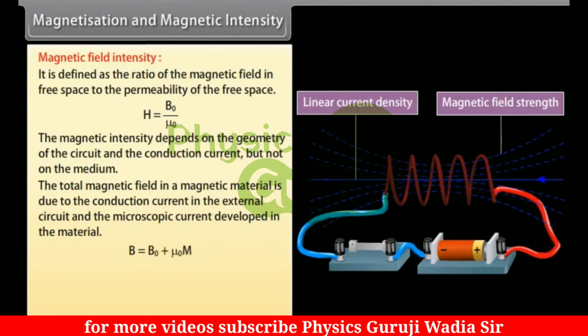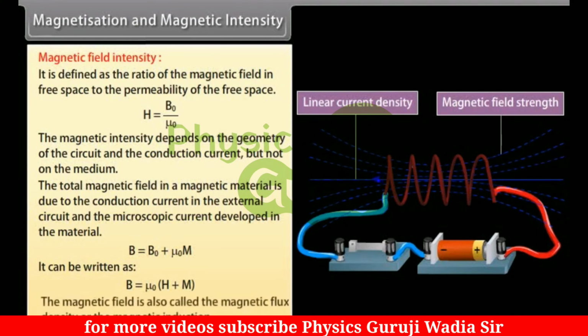B is equal to B naught plus mu naught M. It can also be written as B is equal to mu naught multiplied by H plus M. The magnetic field is also called the magnetic flux density or the magnetic induction. The magnetic susceptibility of a material is defined as the ratio of M to H. It is a measure of how susceptible a material is to being magnetized when placed in an external field of intensity H. M is equal to the product of Xi and H.